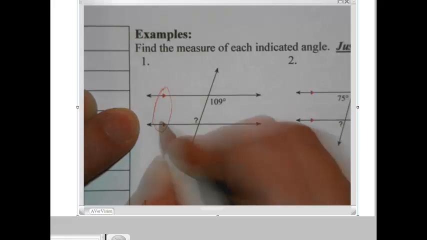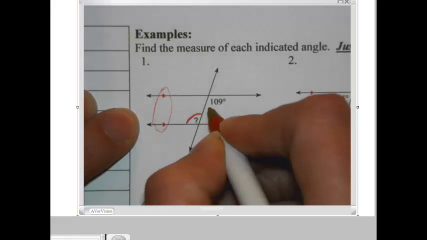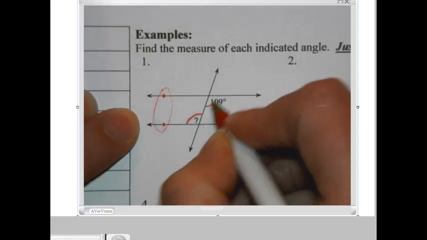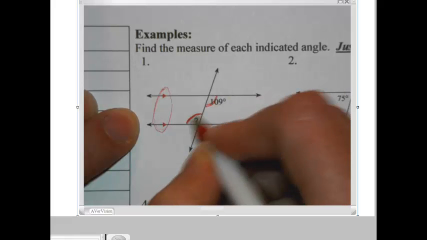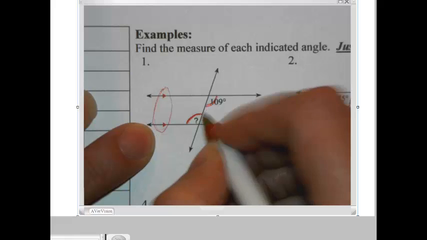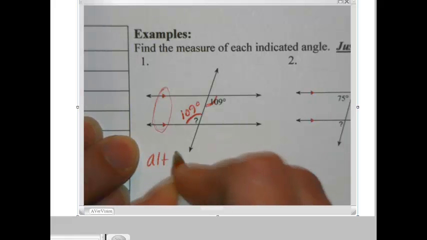All right, but these are. So our question mark is here. We have to figure out this angle, and we have to justify our answer. How does this angle relate to the given angle? We have 109 here, and we need to know this one. Those are alternate interior angles. And so I'm going to say that this is 109 degrees, and I'm going to justify that by the alternate interior angles theorem.